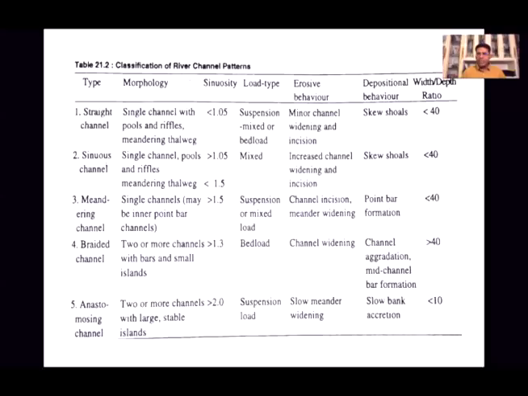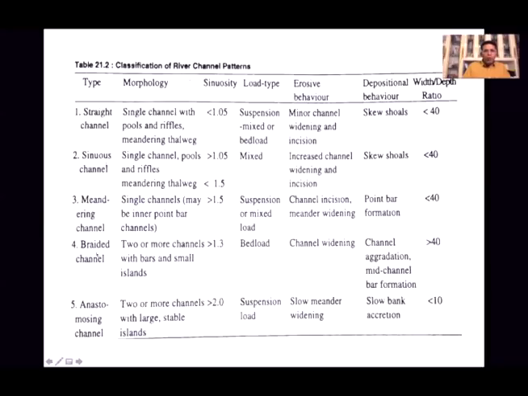Yes, you're right. SI can never be less than 1. That's impossible. The least value of SI is always 1, but here we take it as 1.05. It's all as good as 1 because no river is perfectly straight. Exactly. Yes, you got it. So it says if the straight channel, it is less than 1.05. Sinuous between 1.05 to 1.5. Meandering is more than 1.5. So if you have this, you have the relationship.